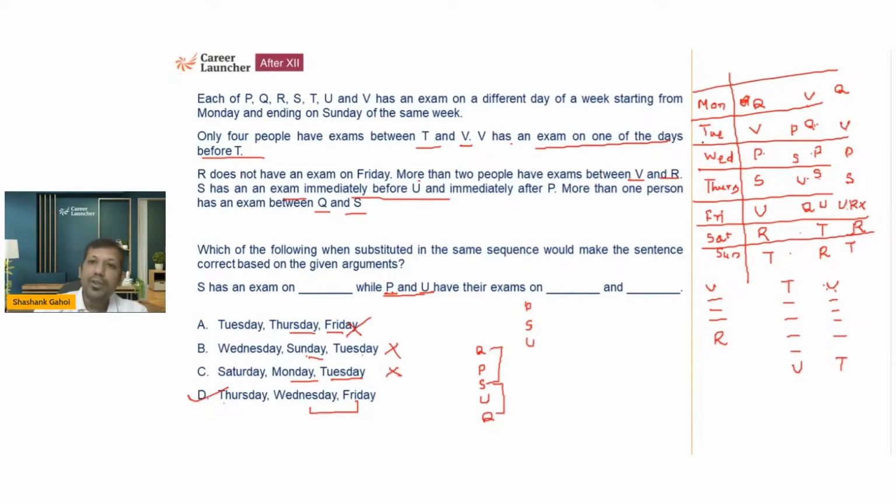So even if we do not make the complete arrangement, if we read this line, that S has an exam immediately before U and immediately after P, and there is going to be a difference of 2 days. So basically, with the help of this statement only, I can eliminate three options and get the answer.